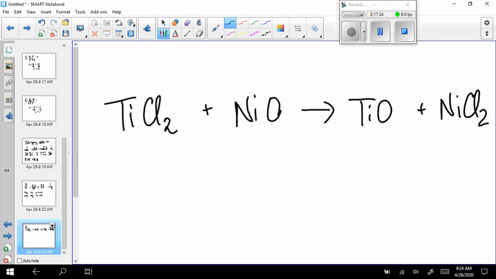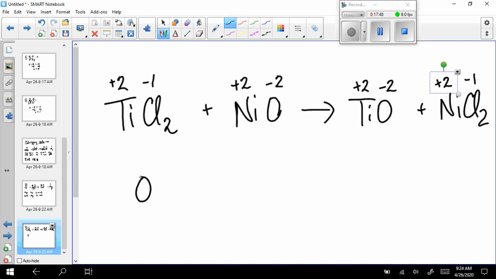So let's go ahead and put everybody's charges on them. So this 2 crisscrosses up to the titanium, and Cl is a -1. I know O is a -2, so the nickel must have been a +2. Same thing here. I know this is a -2, so this would have to be a +2. And this is a +2 and a -1.